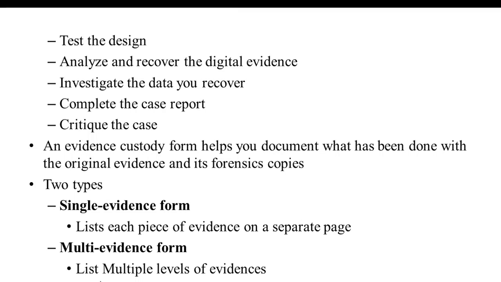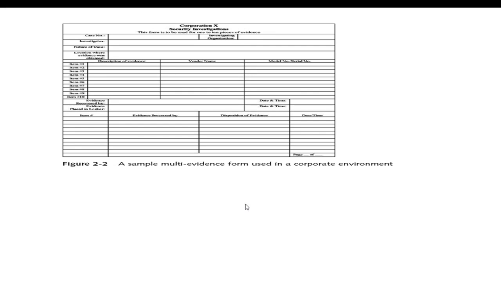An evidence custody form helps you to document what has been done with the original evidence and its forensic copies. So there are two types of evidence forms. One is the single evidence form and another one is the multi-evidence form. The single evidence form lists each piece of evidence on a separate page, while the multi-evidence form lists multiple pieces of evidence. So this sample represents the multi-evidence form used in the corporate environment. See, it has multiple levels of details to be filled in here. So that's why it is a multi-evidence form.